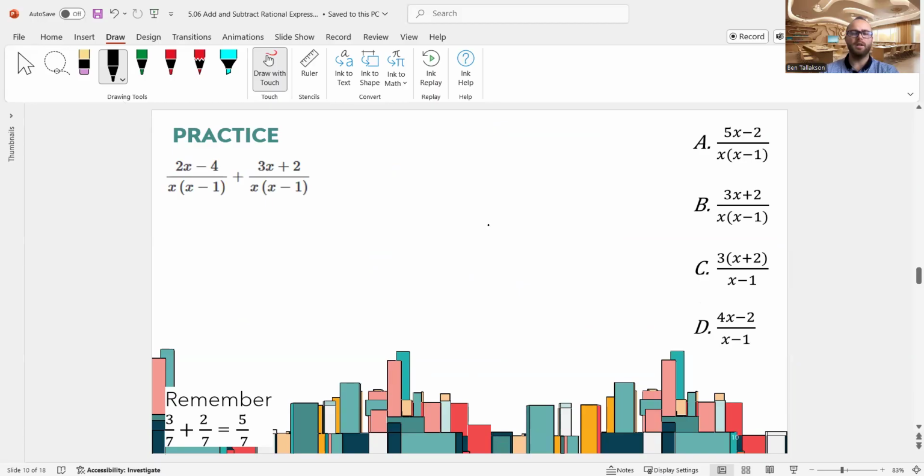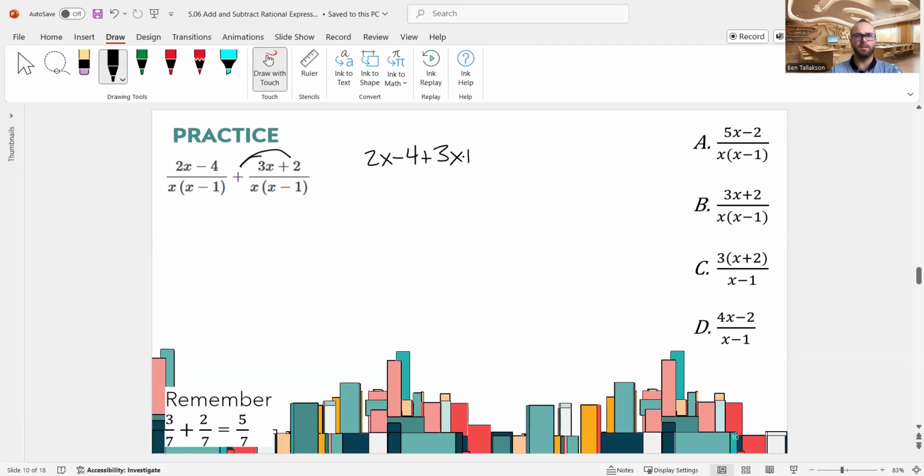Okay, go ahead and give this one a try. What do we check for first, and then what do we do after that? We check for common denominators first. Sweet, we have them. So we work out that numerator. Well, we have positive times positive, positive times positive, so not much is going to change, is it?